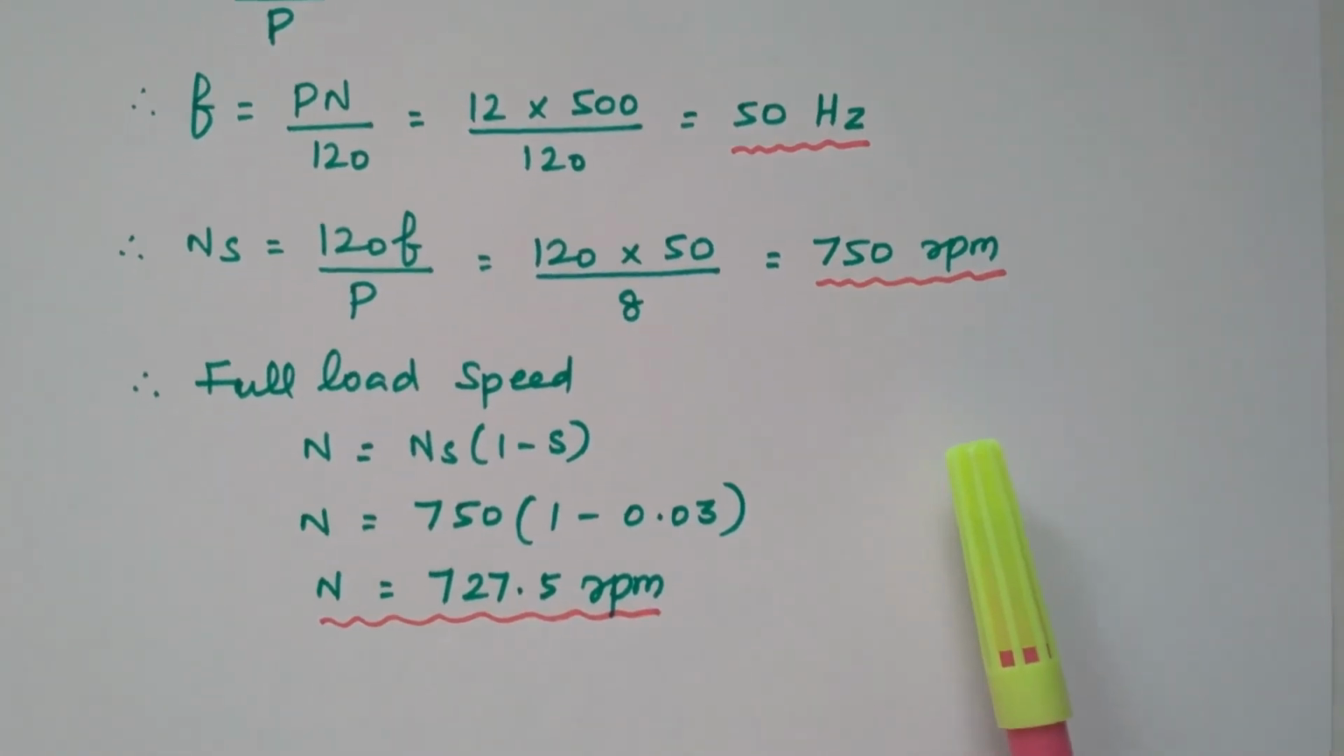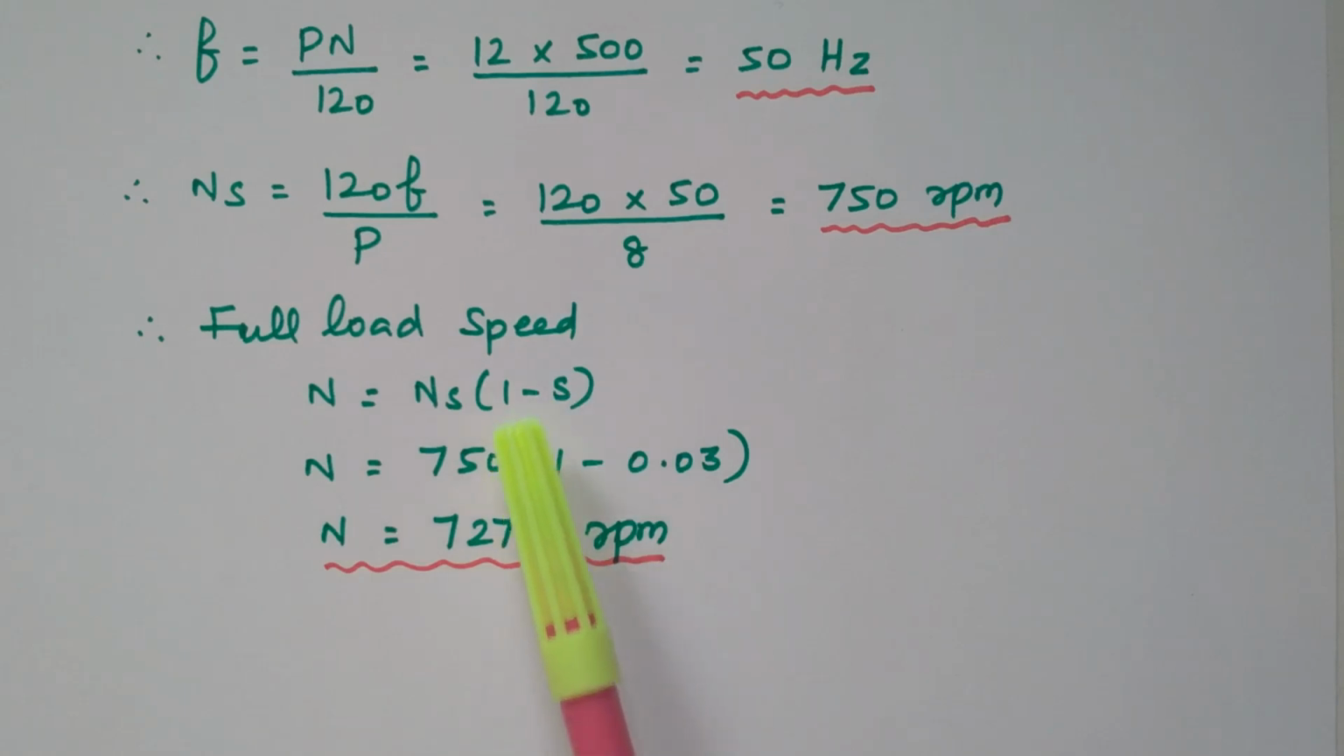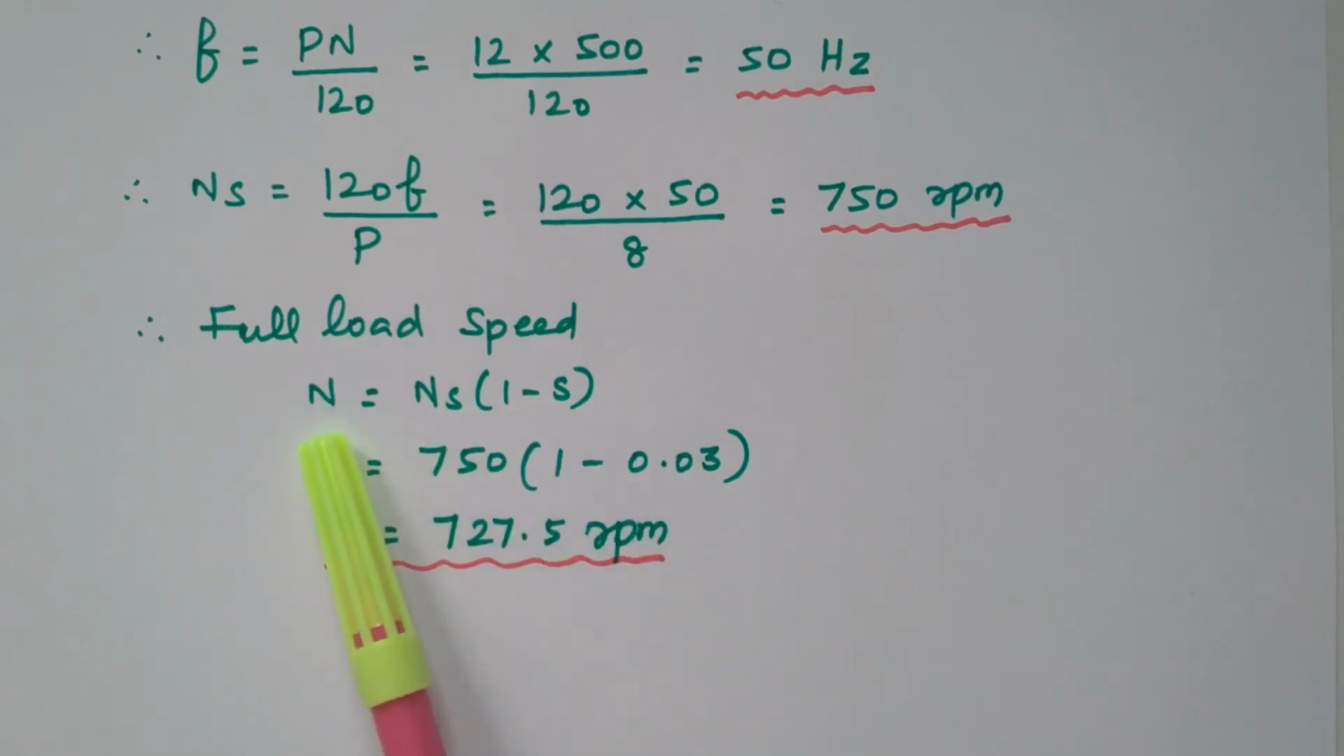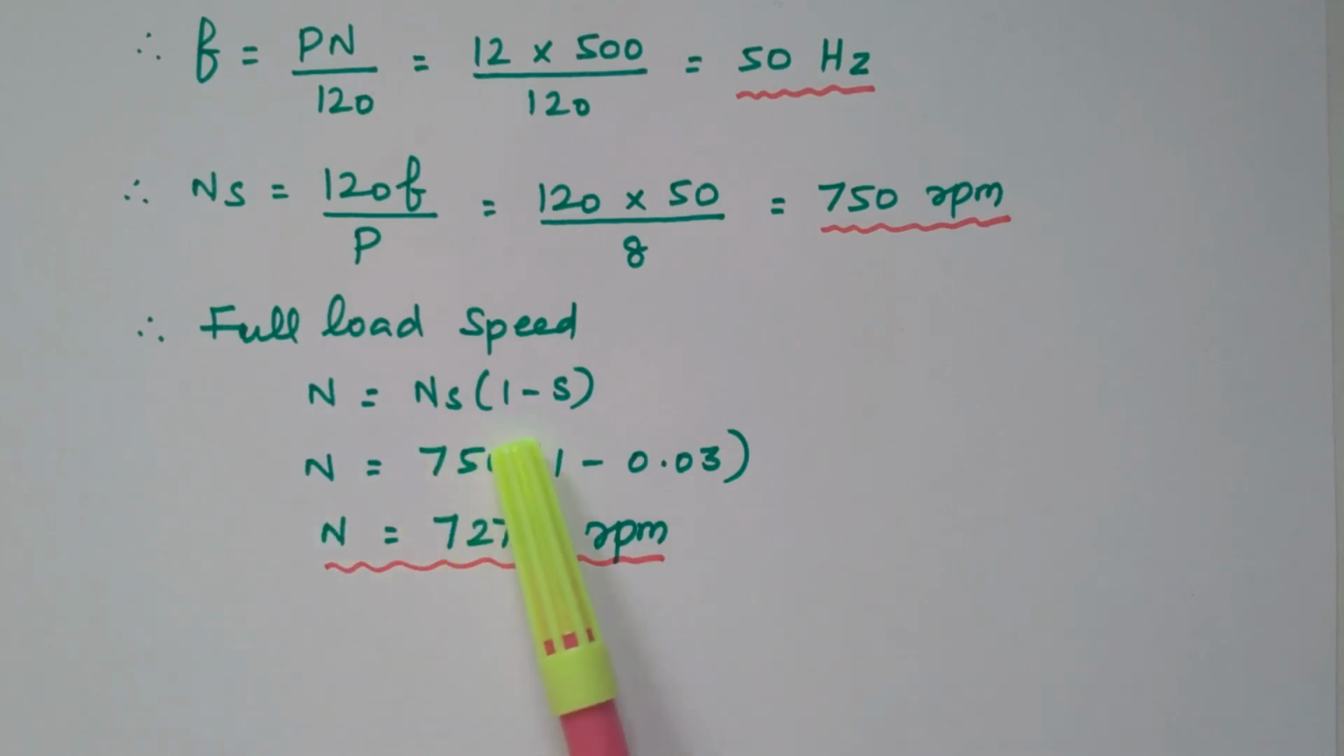So by using this data, we can find the full load speed. Full load speed in terms of slip is given by the formula n equal to ns into (1 minus s), because slip is already given and ns is also calculated. So n equal to ns into (1 minus s). ns is 750, which we just calculated, into (1 minus 0.03), since the slip is 3%. By simplifying this, we get n equal to 727.5 rpm. So we calculated the full load speed of the 3-phase induction motor.